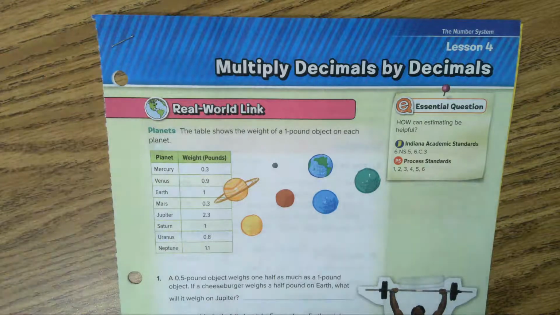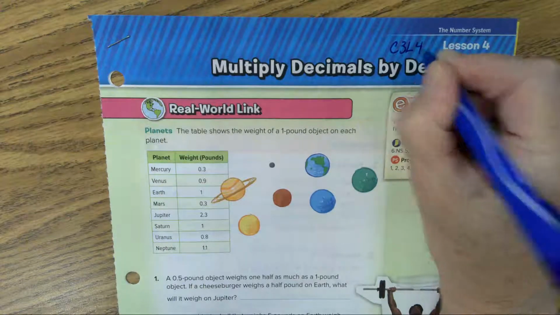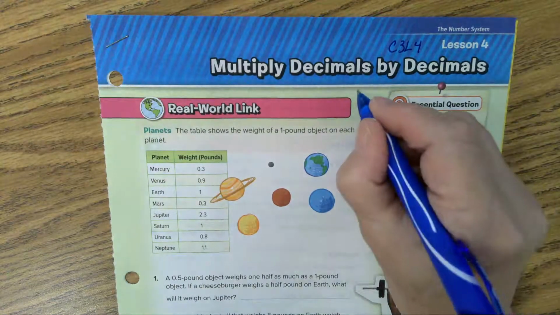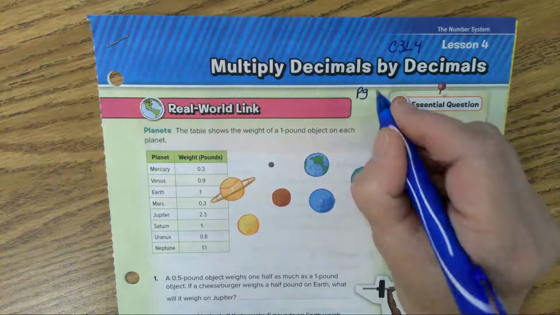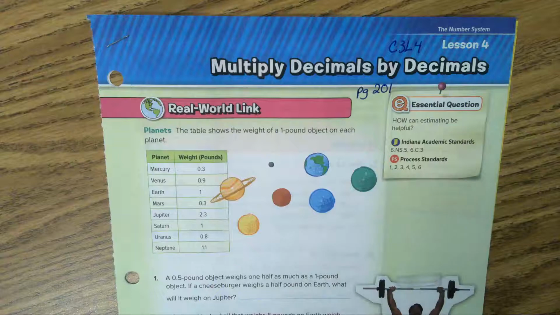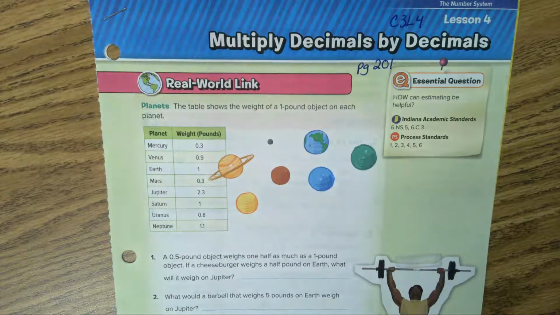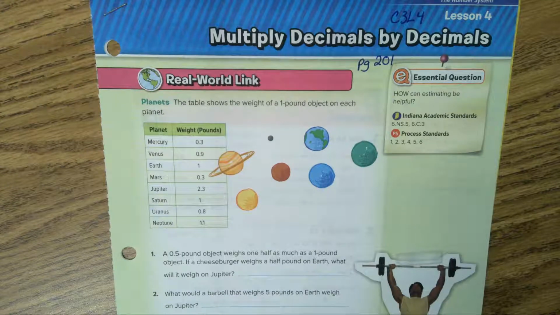This is Chapter 3, Lesson 4, and this is found on page 201. Today we're going to skip the real world link right now, and we're going to go on to the next page where it gives more specific examples. So let's turn to page 202.